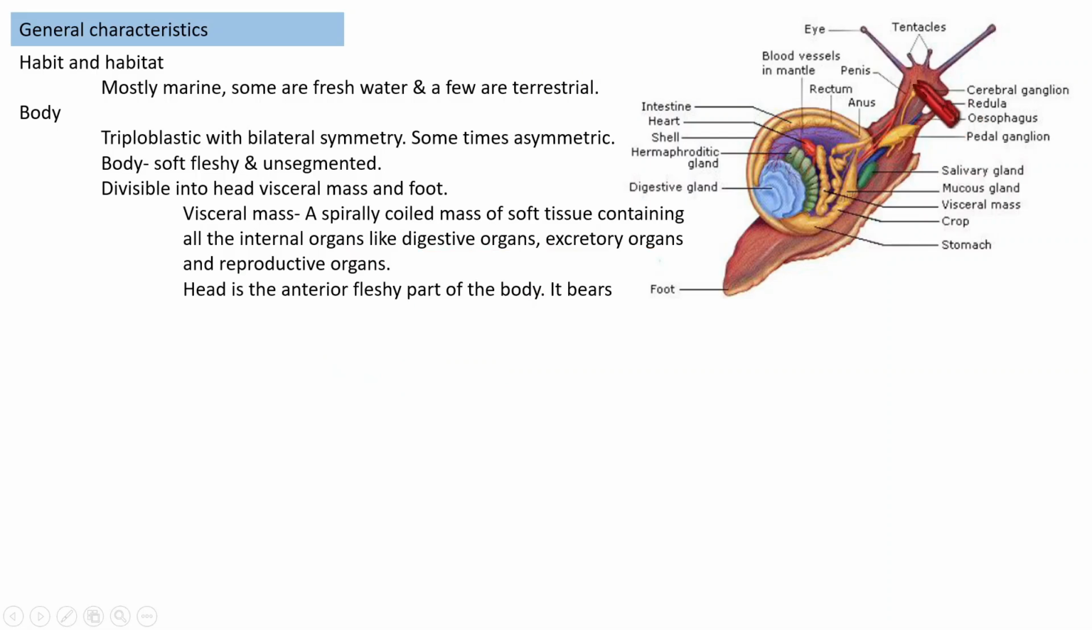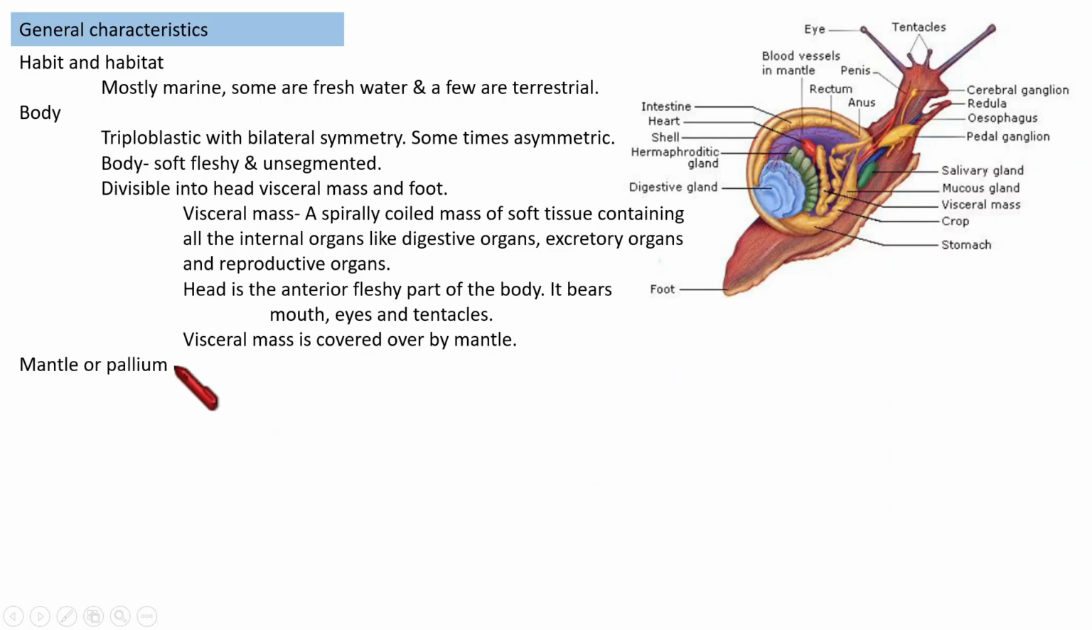Okay, then the head. At the anterior end we can see the head, and the head bears the mouth, eyes, and tentacles. And the visceral mass, which we already saw in the former slide, is covered by the mantle, a fleshy layer that covers and protects the internal soft organs.